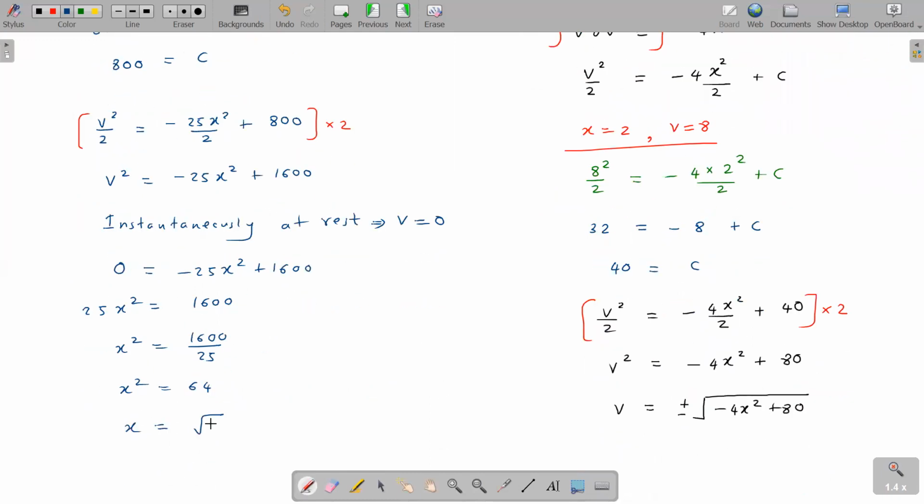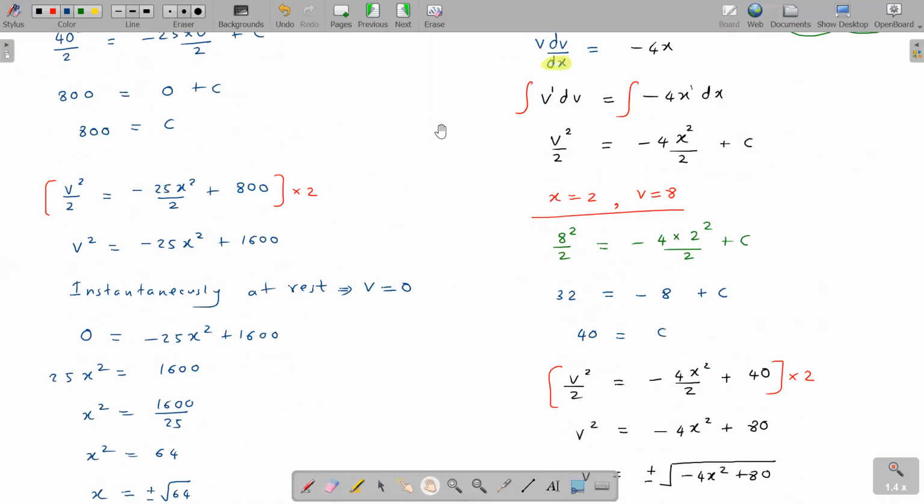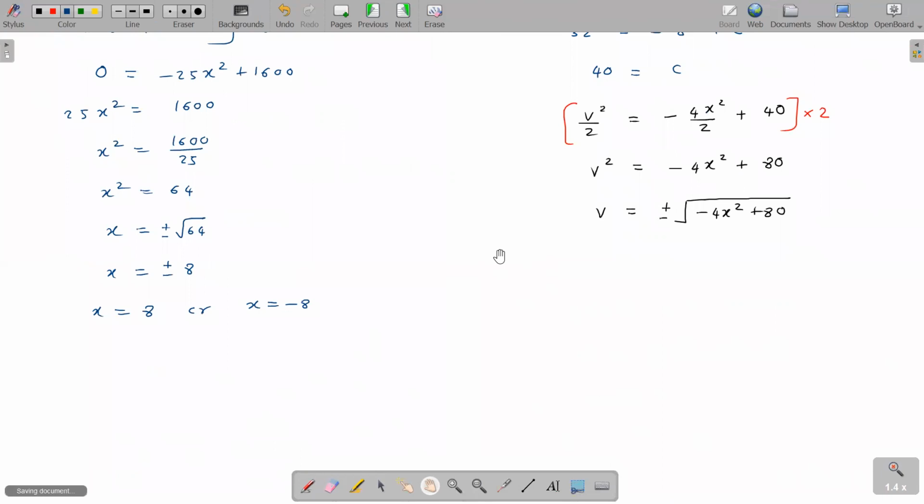So x equals root 64. Remember, when you're taking the root, you put plus or minus, because the question says there are 2 points where the particle is at instantaneous rest. So what are the 2 places? Plus 8 and minus 8. So these are the 2 places where the particle is at instantaneous rest, the 2 points A and B. What do plus 8 and minus 8 mean? You are measuring the displacement from the origin. From the origin O, a displacement of plus 8 means you are moving this way, away from the origin. Minus means it's the other direction.